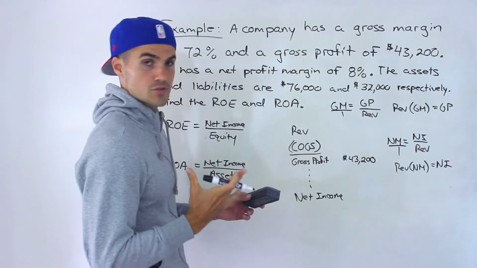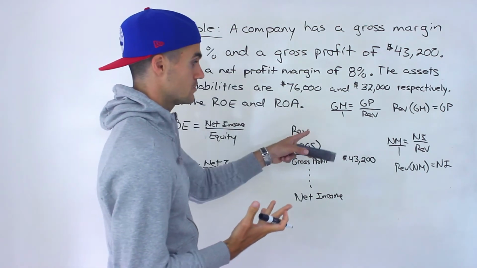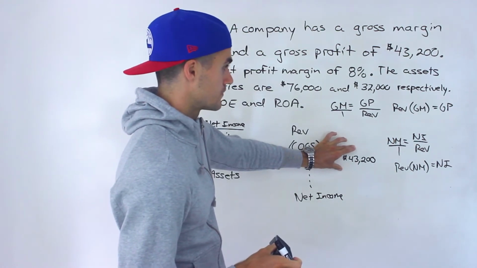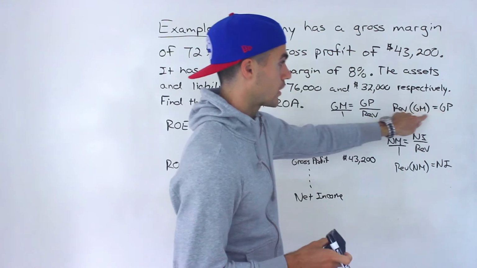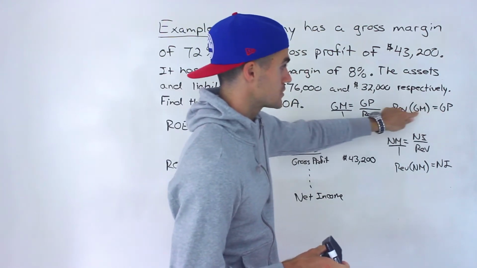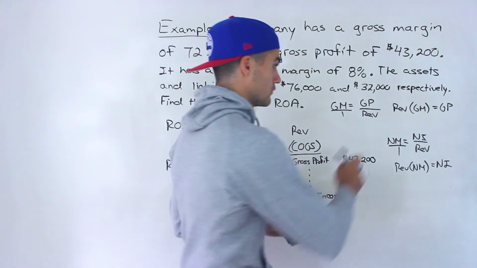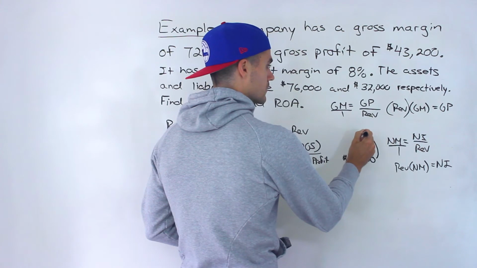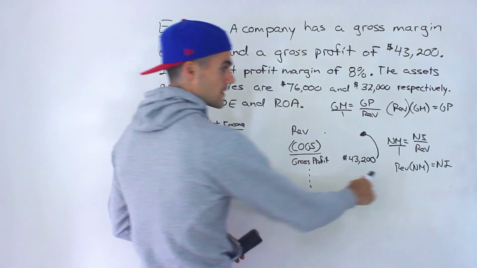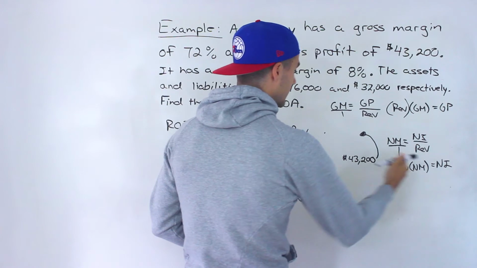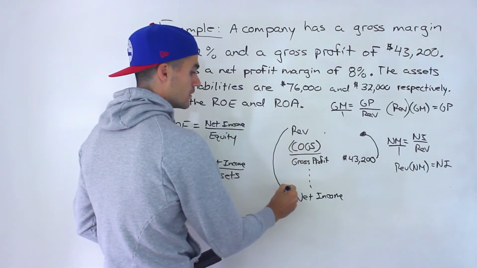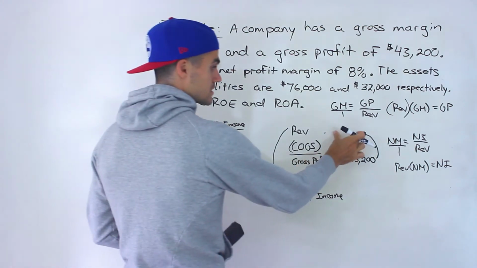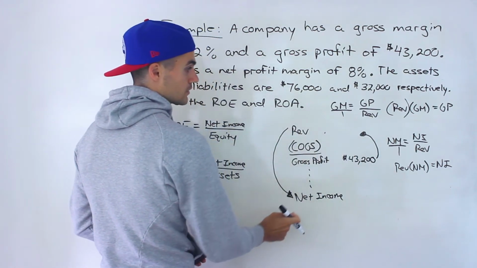We're going to have to use both of these ratios to find that net income, because we're given the gross profit and the gross margin. With those two, we can find the revenue. That's going to be the only variable missing. So the first step is to go backwards and get the revenue, and then once we have the revenue and the net profit margin, we can get the net income. So there are two calculations we're going to do: this calculation first, and then this calculation.